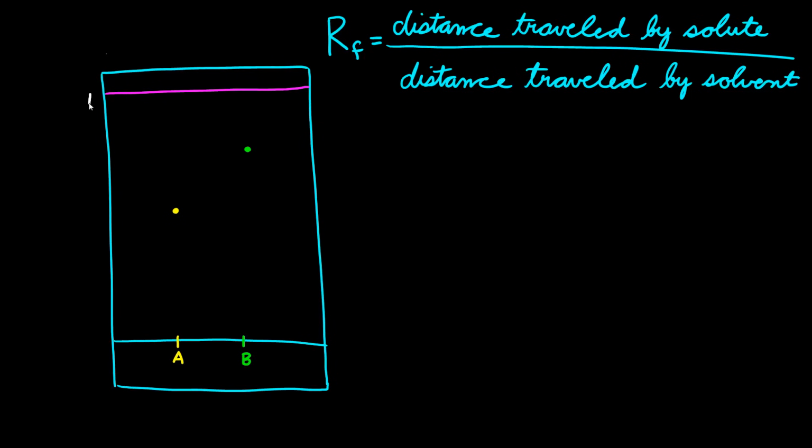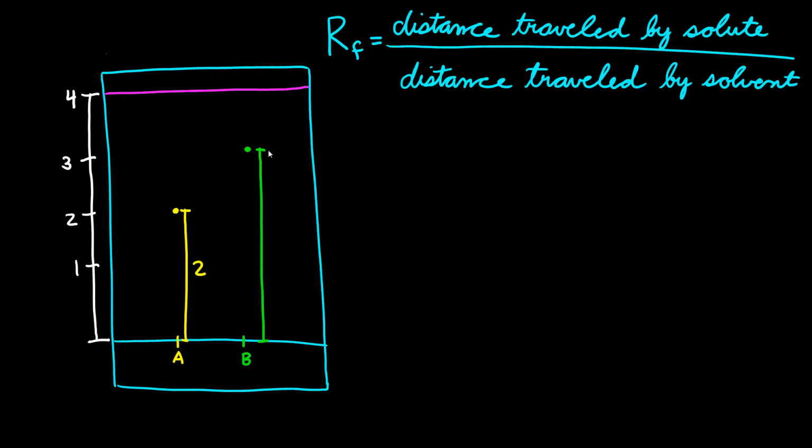So what you do is you take a ruler and you put it next to your TLC plate. You'll see that this is 1 unit, 2 units, 3, and 4. Now we'll measure these. So how far did compound A travel from the starting line to the center of the spot? That's 2 units. And for B, that distance is 3 units.